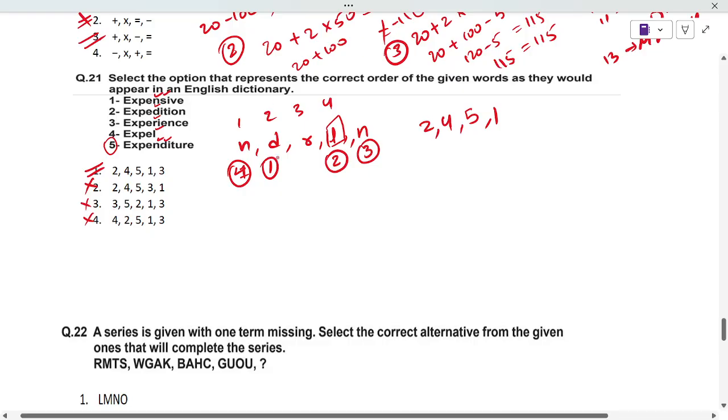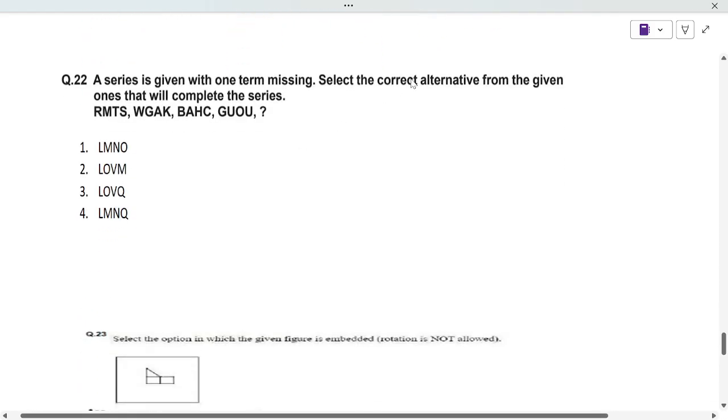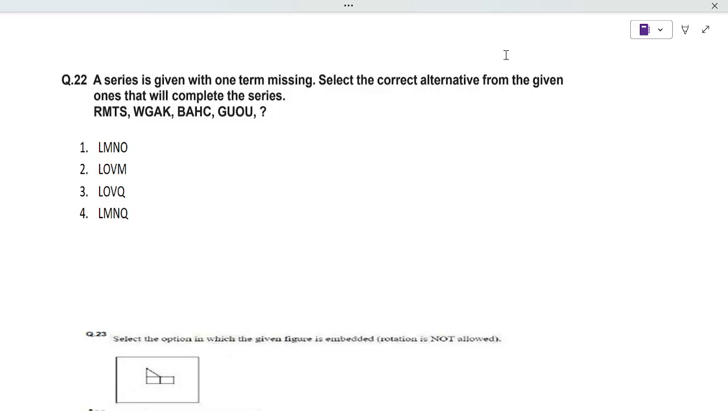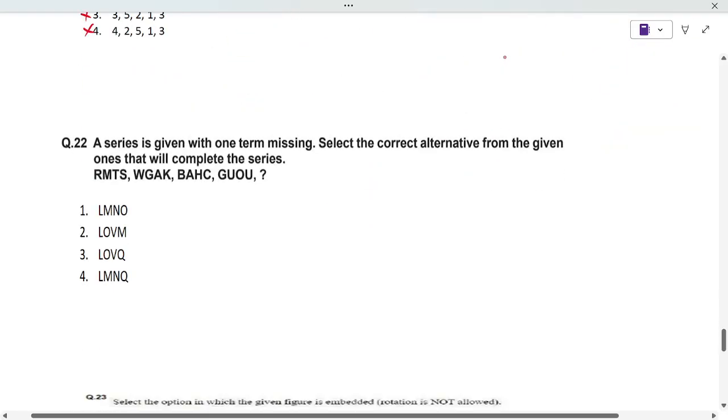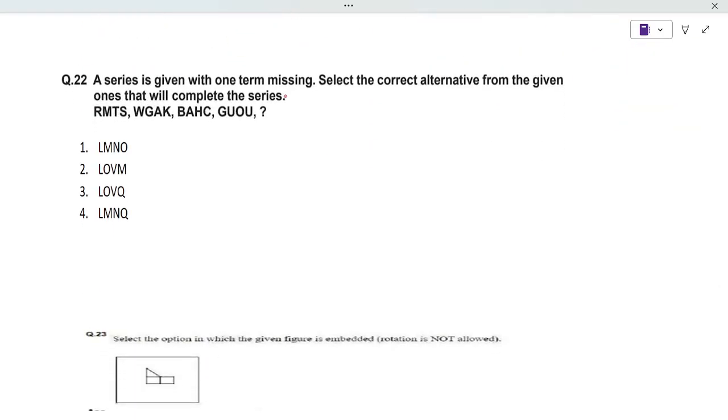Question 22 is also from coding and decoding. Alright, lots of coding-decoding questions in this part 1. RMDS. Okay, so here again I think we need this one, but we need to write it again.